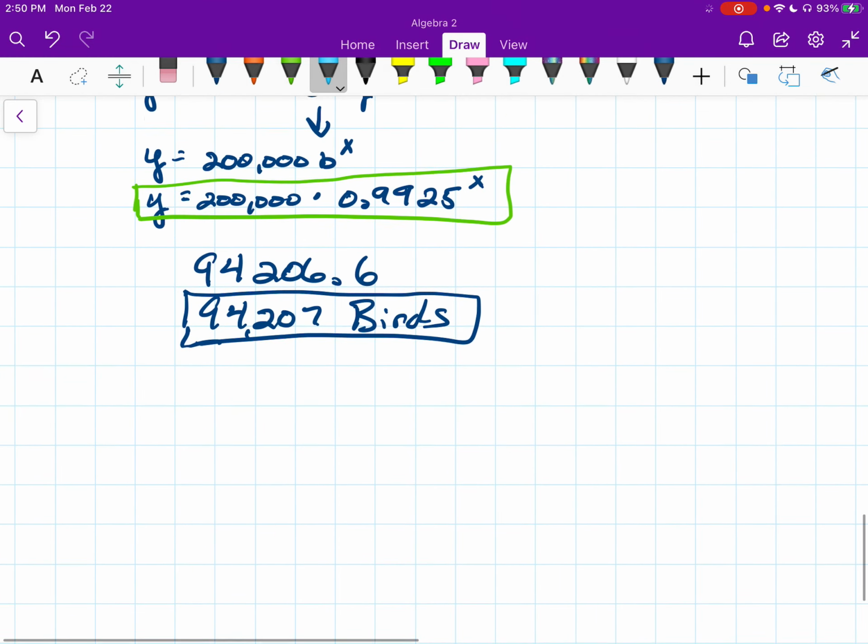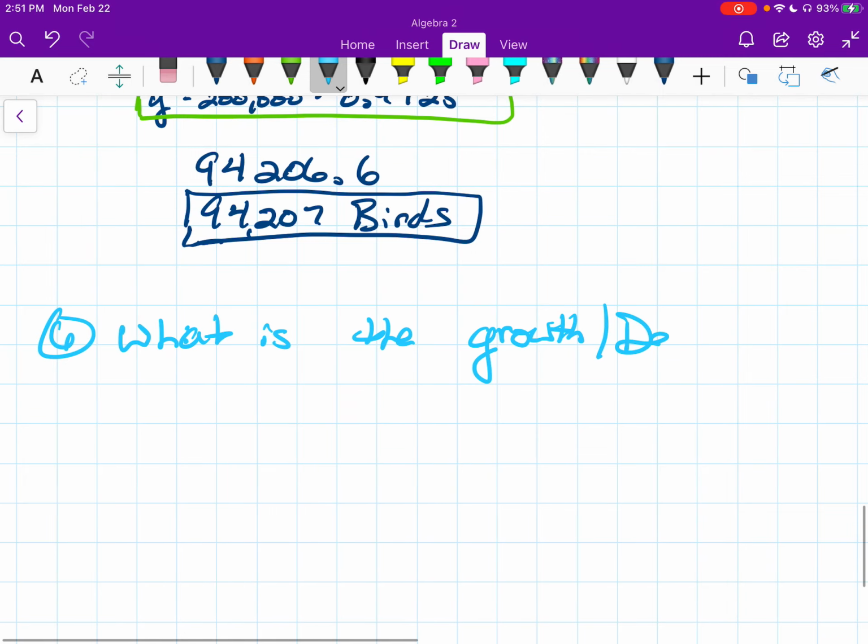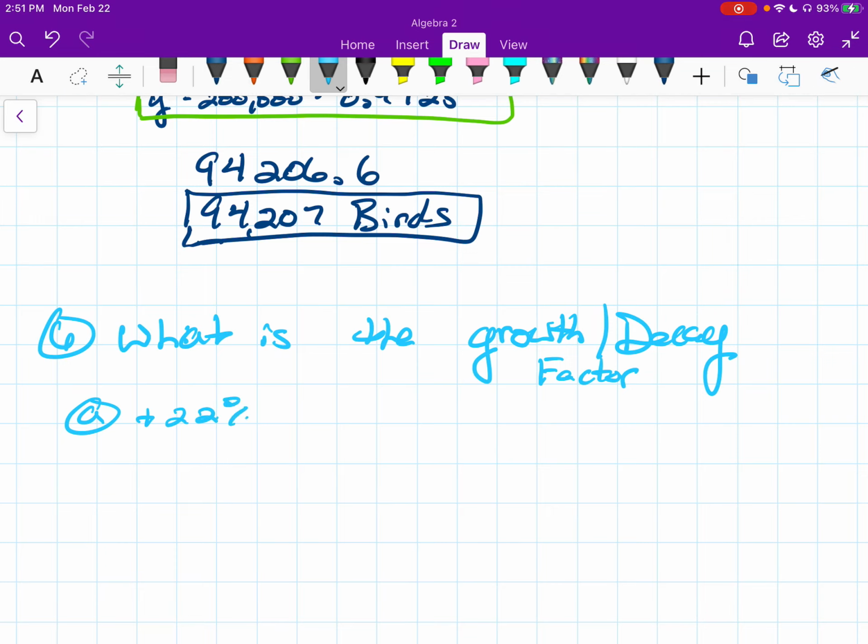Number 6. What is the growth or decay factor? And we're going to have part A, which is plus 22%. So that would be, if that was written in words, it would say an increase of 22%. And then part B will be a decrease of 16%.